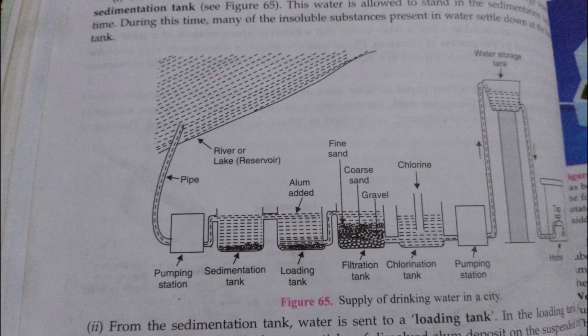First step is the sedimentation tank. The water from the river or lake is pumped by the pumping station into a large reservoir called the sedimentation tank. This water is allowed to stand in the sedimentation tank for some time. During this time, many of the insoluble substances present in the water settle down at the bottom. From the sedimentation tank, water is sent to the loading tank.